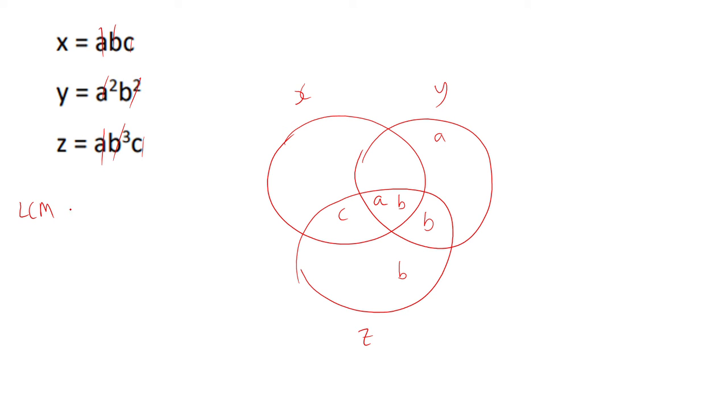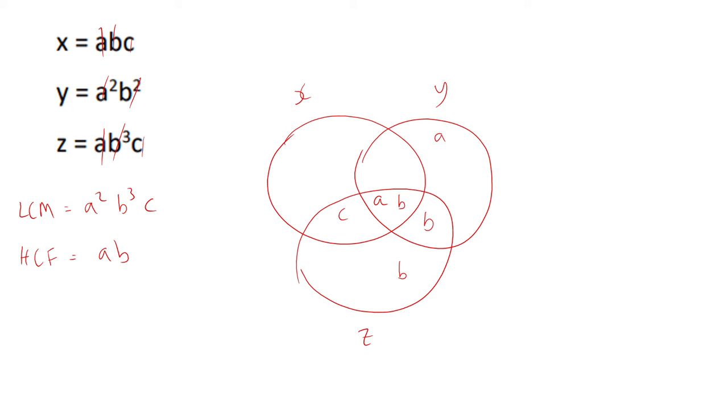So we'll do a squared multiplied by b cubed multiplied by c. So that's the LCM of x, y, and z in terms of a, b, and c. So I've just multiplied everything I see in the Venn diagram together. For part B, the HCF, well, the HCF is simply what goes in the middle section, and that is going to be ab.